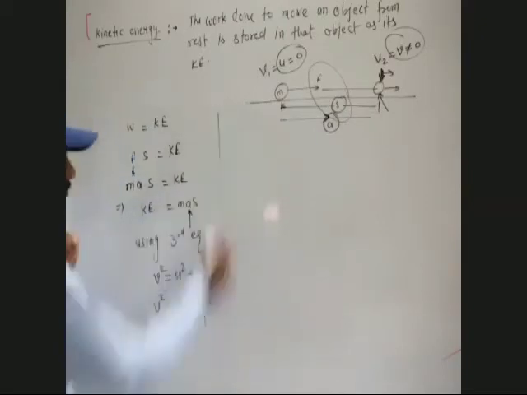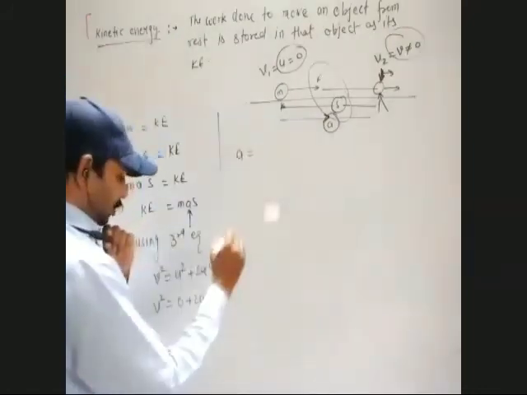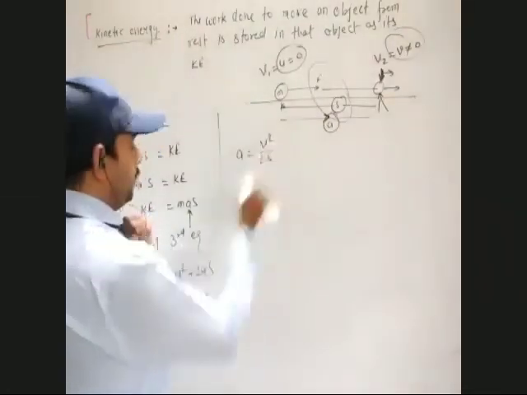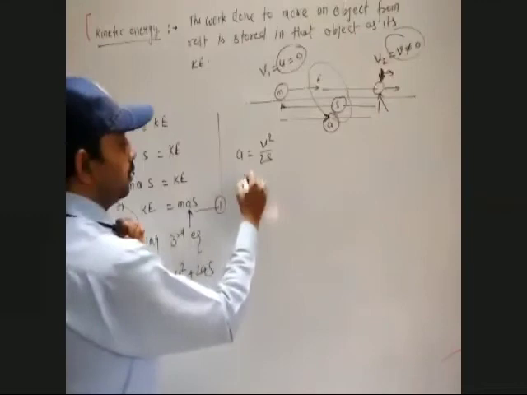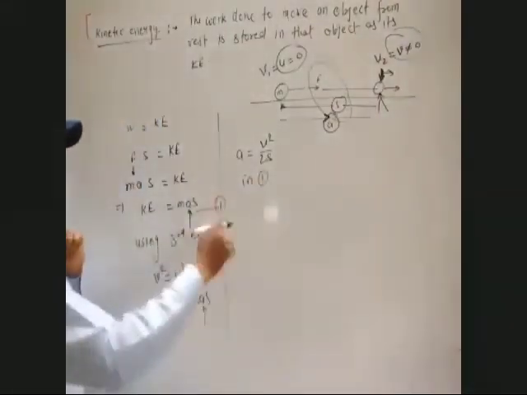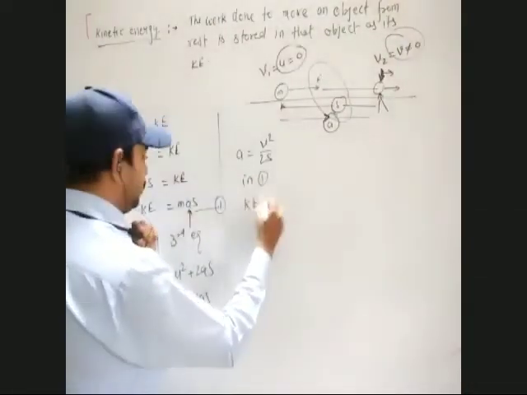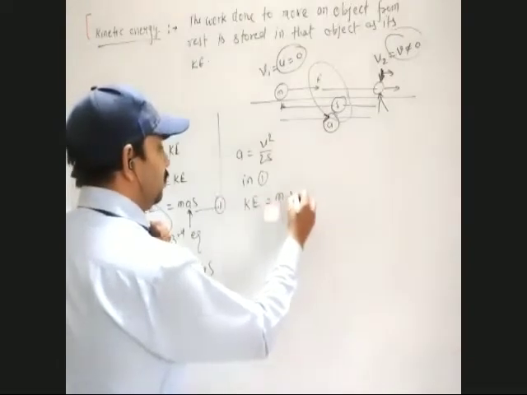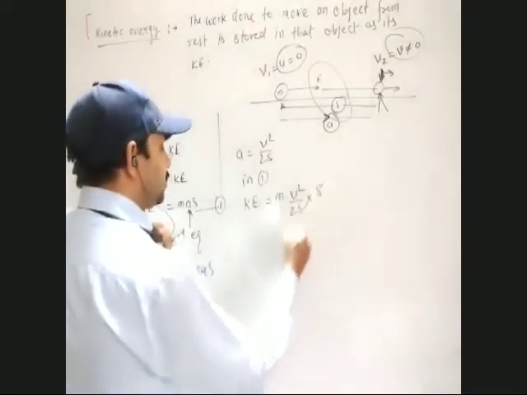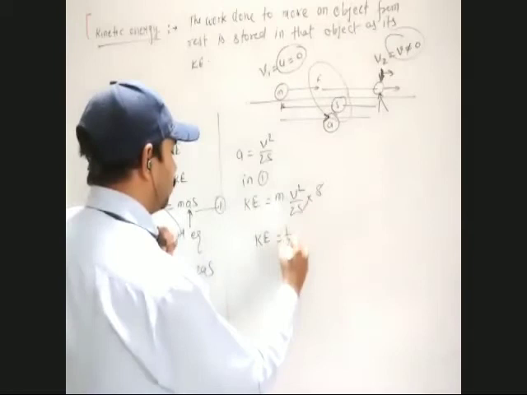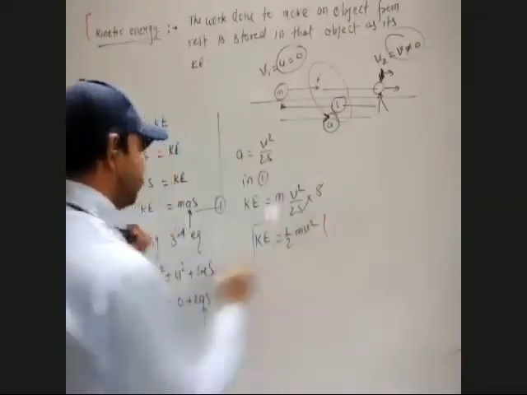Find out the value of a. a is equal to v square by 2s, and put it in equation number 1. So kinetic energy will be equal to m v square by 2s into s. Cut it. So kinetic energy is equal to 1 upon 2 mv square. Clear?